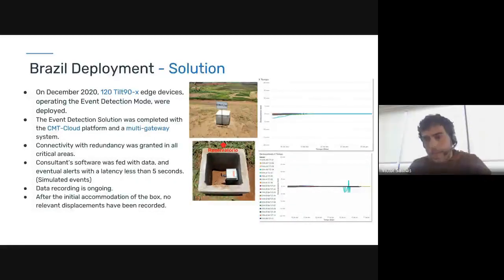And from the test at the bottom, it can be seen in this graph how they performed a test. They just shook one of the devices like we did here to test the system response, and the response time was okay. So here I finish my presentation.